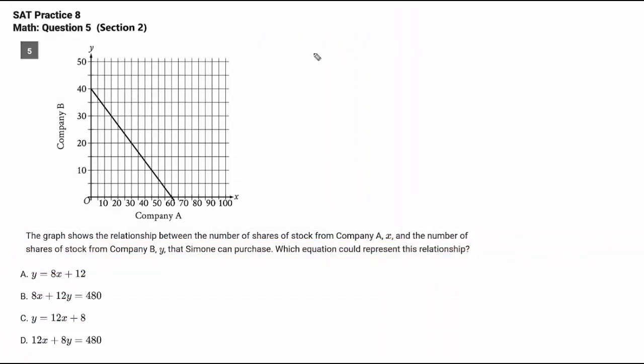We're on SAT Practice Test 8, Math Section 2. Welcome to question 5. What's the level of difficulty here? It's medium. Got a graph. The graph shows the relationship between the number of shares of stock from company A, X, and the number of shares of stock from company B, Y, that Simone can purchase. Which equation could represent this relationship?